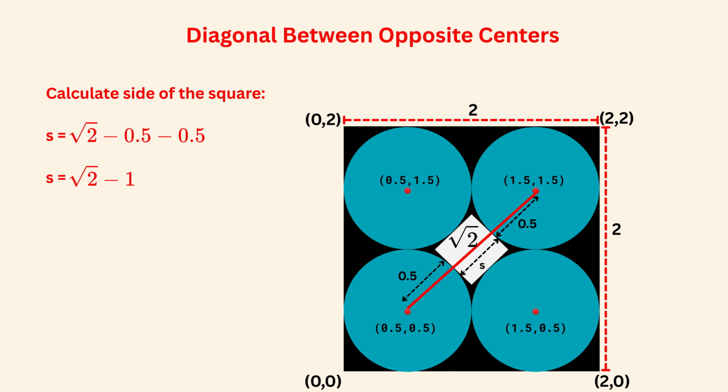The space between the circles, from edge to edge, is the side of the red square. That side is calculated by subtracting the two circle radii from the diagonal between their centers. So the side of the red square is root 2 minus 1.